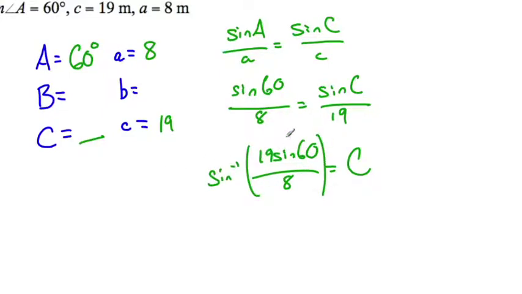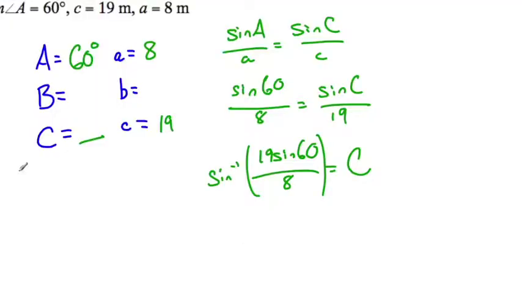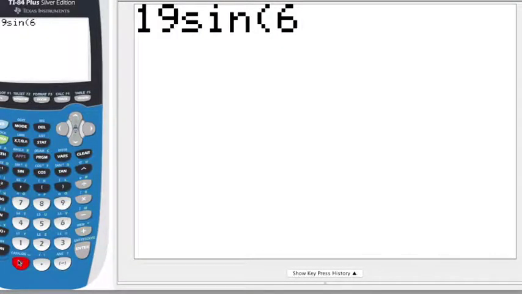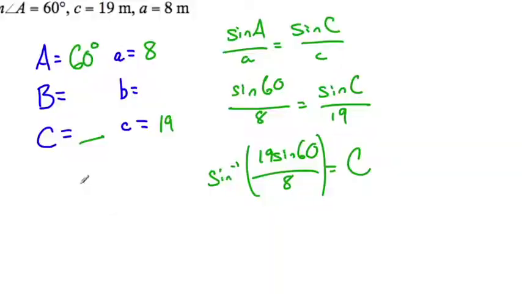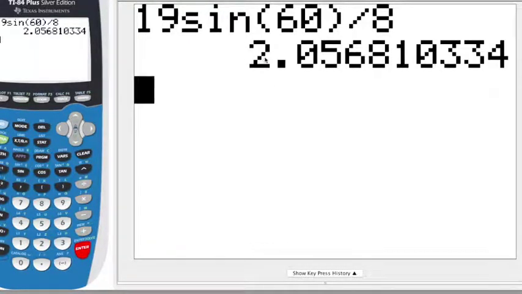So I get this. If I plug this into my calculator, well, first off, I'm going to find 19 times sine of 60 divided by 8. So if I get that, I get this. Now, hopefully, this should set off a red flag for most of you because we can't take the inverse sine of something larger than 1 or smaller than -1.